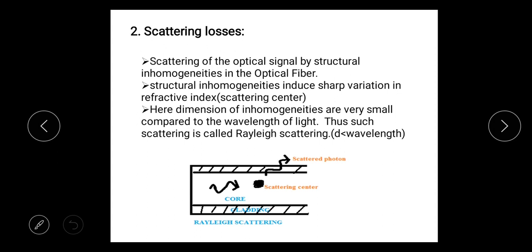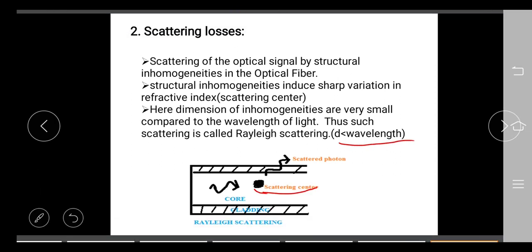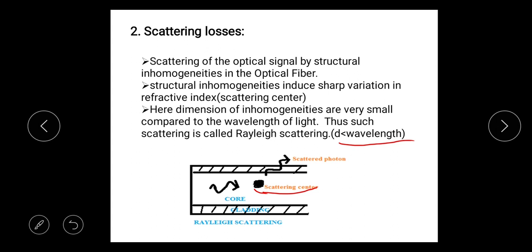So the scattering center is shown here. See, this is the region where there exists a change in refractive index. If D is the dimension of this scattering center, and this dimension is less than the wavelength, then only does Rayleigh scattering exist. So due to Rayleigh scattering, there is a loss of photons.